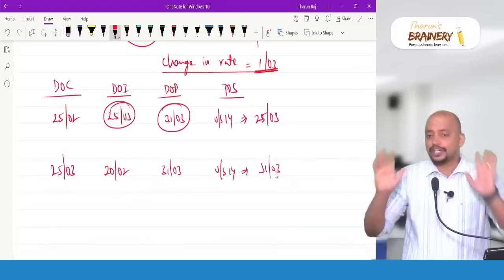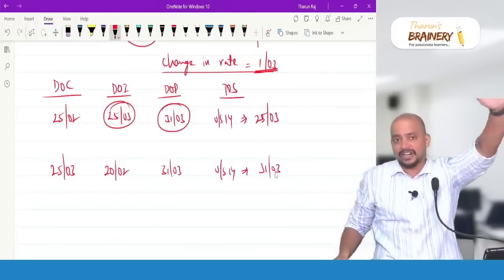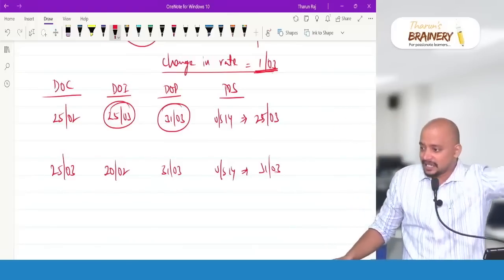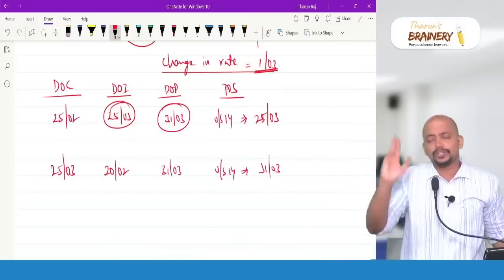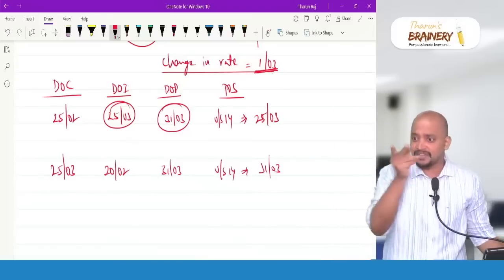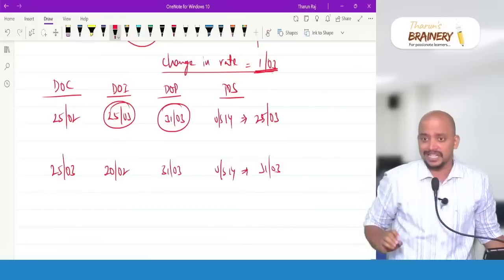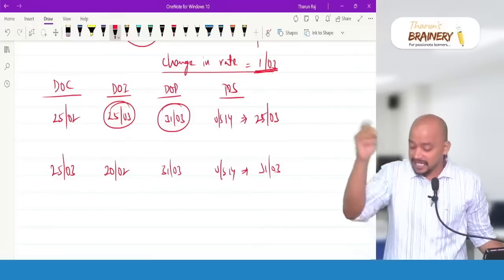Just 3 points you need to remember. Completion before the change in rate: invoice or payment, whichever is earlier. Completion after the change in rate, with both invoice and payment before the change in rate: invoice or payment, whichever is earlier. One before, one after: whichever is later.